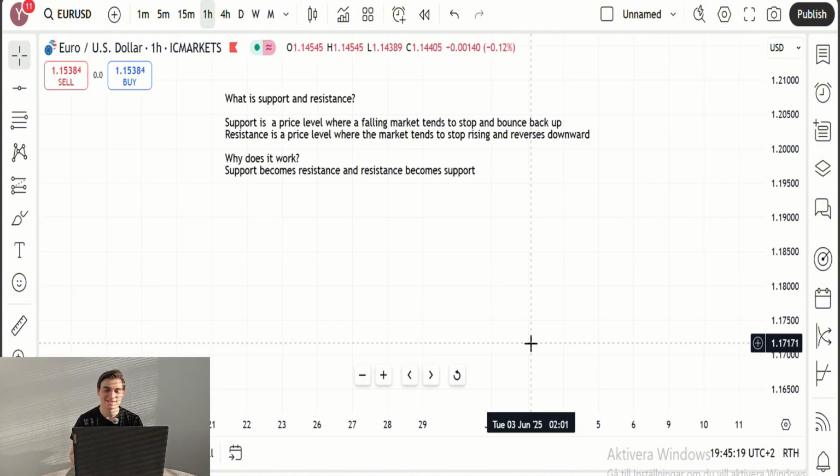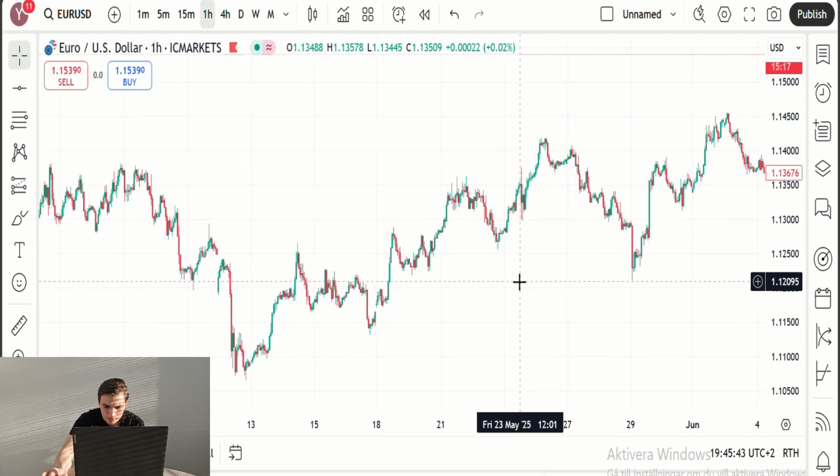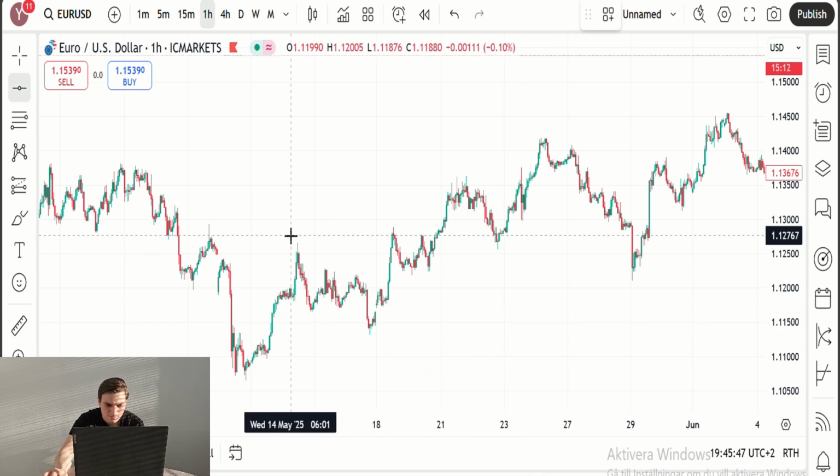Support becomes resistance and resistance becomes support. It's as simple as that, exactly how you hear it. When we break a support level and we move down, we're breaking the support, it becomes resistance. And if we break a resistance to the upside, it will become support. I'm going to show you an example of this. Let me find an example.